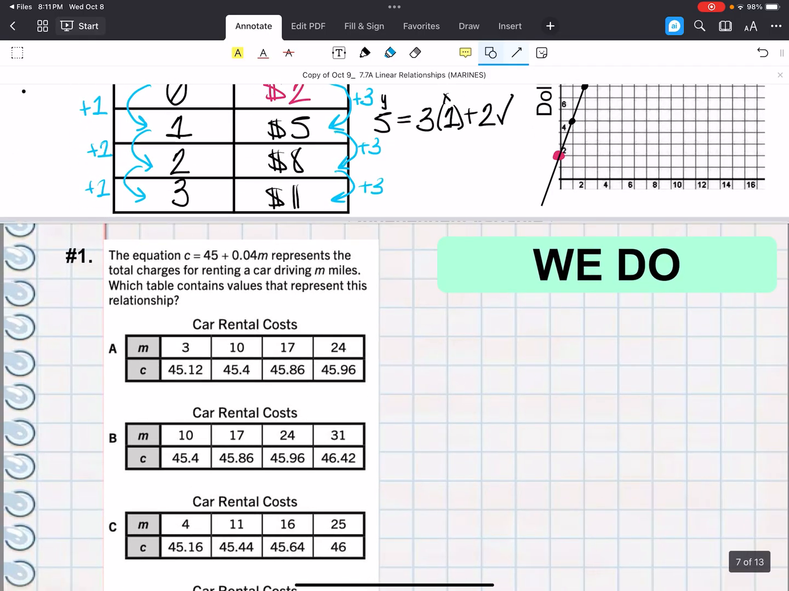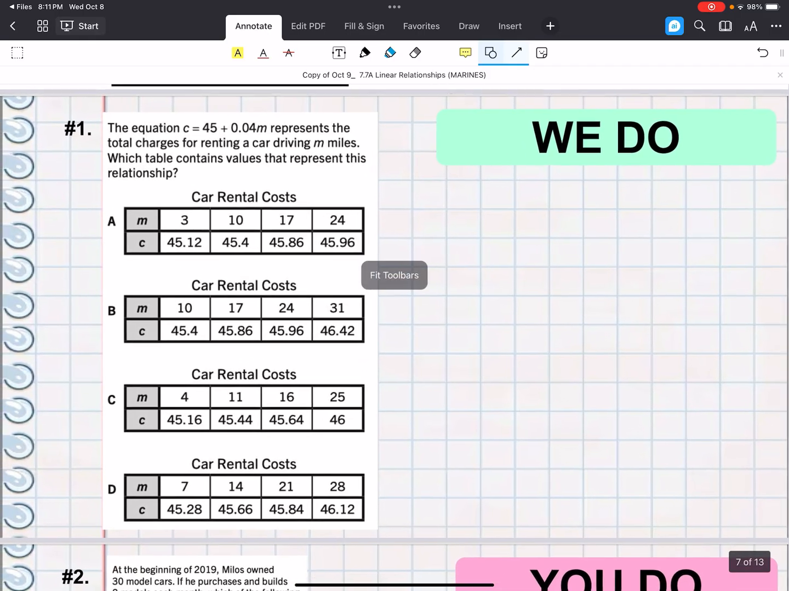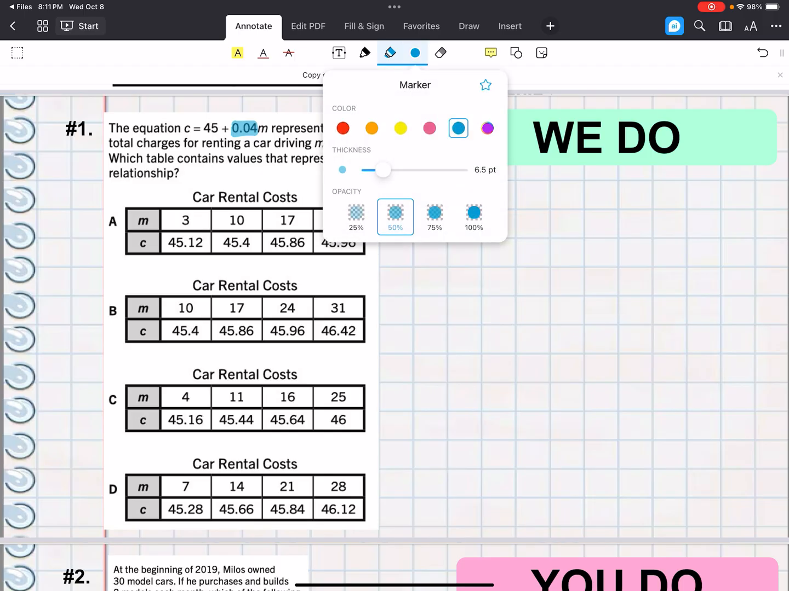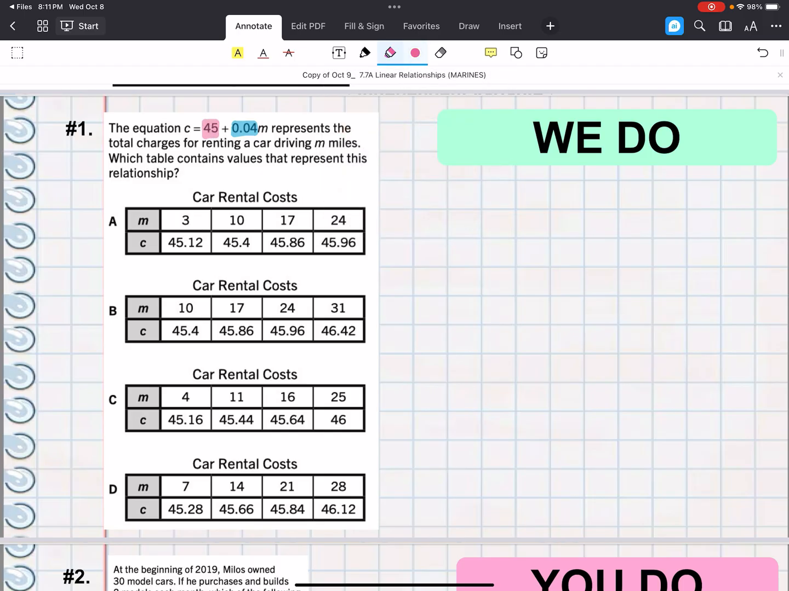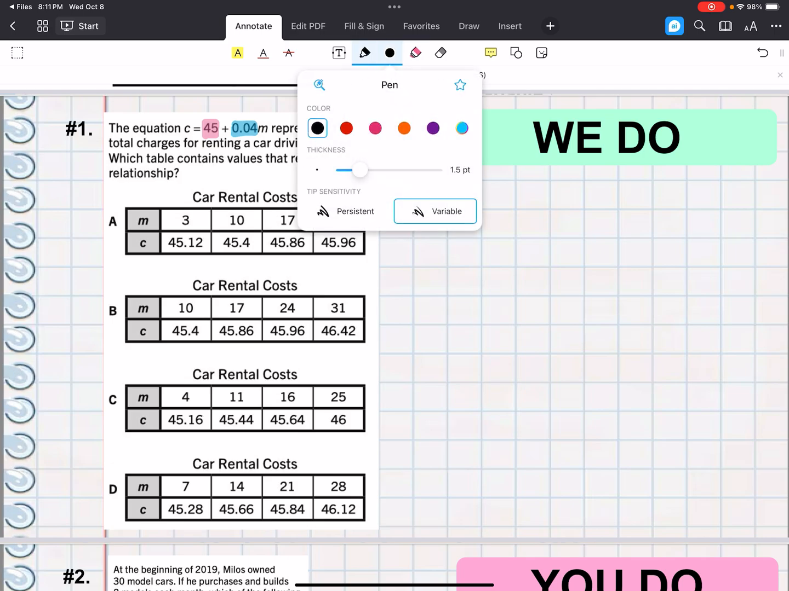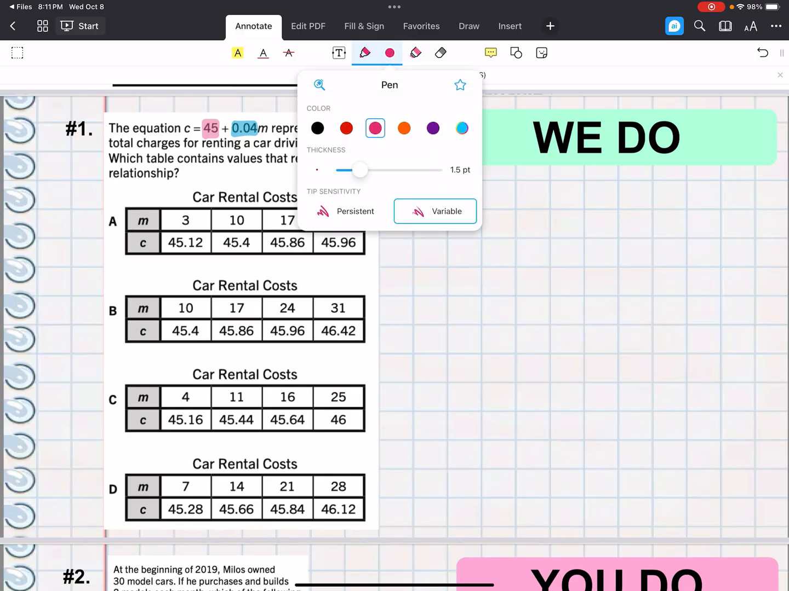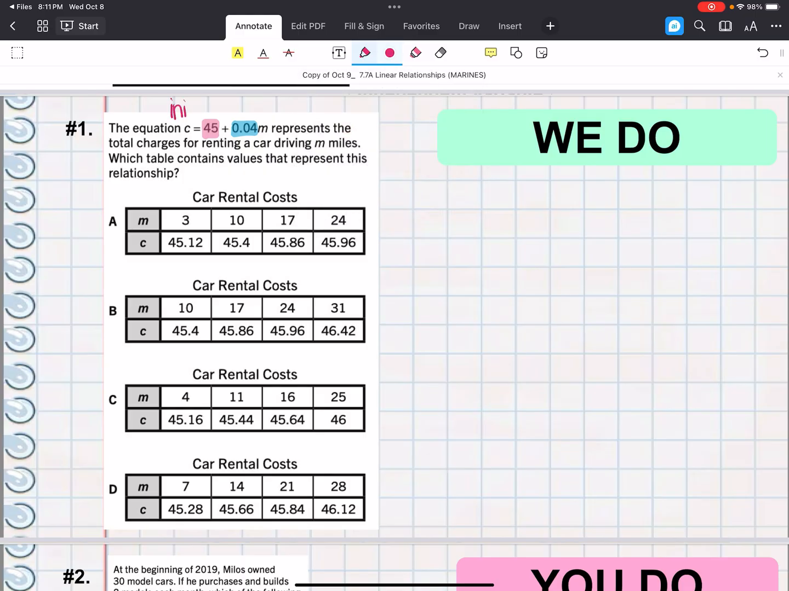Okay, so for number 1, let's try this one together. Notice you're not given all 4 representations. You're given the word problem, and it wants you to identify the table. So I'm going to look at my equation, and I'm going to look at the number that I'm multiplying by. It's 4 cents. I'm also going to look at the number I'm adding on, my initial amount of 45. Because remember, when x is 0, y will be 45, since this is our initial amount we're working with. Now, none of our tables have x equaling 0.